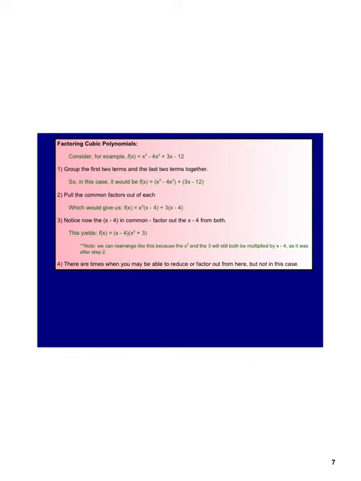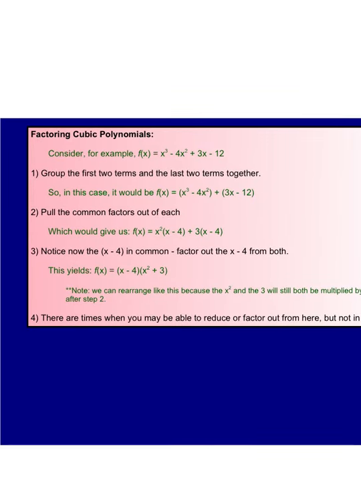Okay, now just moving on quickly to the idea of cubic polynomials. If you have something that is raised to the third power, it's actually a little easier process: you just group the terms to begin with. So you don't have to do the AC stuff. You would just group them to begin with, and pull the common factors out of each.